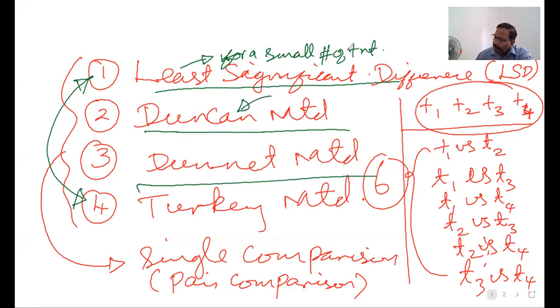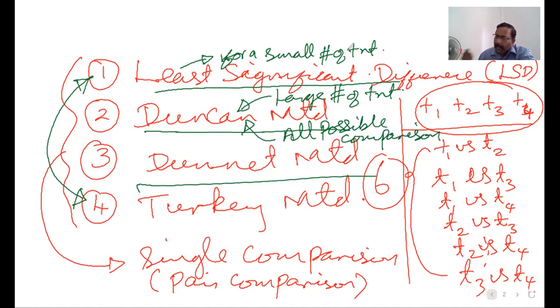Duncan is done for a large number of treatments. When you have a large number of treatments, let's say 8 treatments, then Duncan is better. You will learn all these theories later, right? In Duncan, we say all possible comparisons. We can do all possible comparisons.